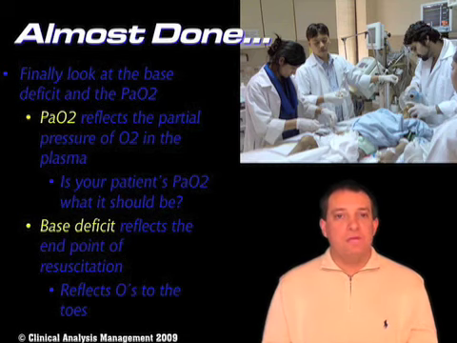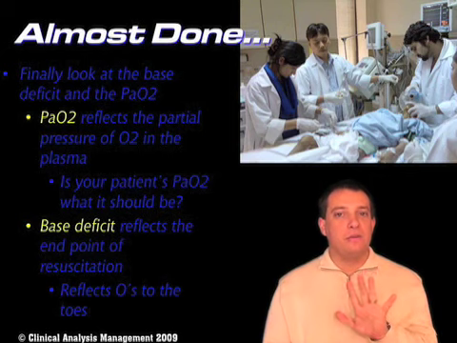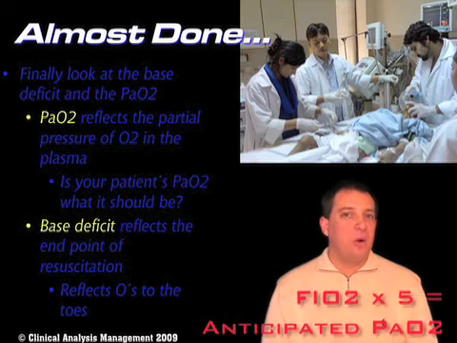Whatever the patient's FiO2 is, whatever the amount of oxygen that they're on is, if you take that percentage and you multiply it times 5, that will give you a very rough ballpark of about what their PaO2 should be. And if you take that and make it concrete, it makes sense.